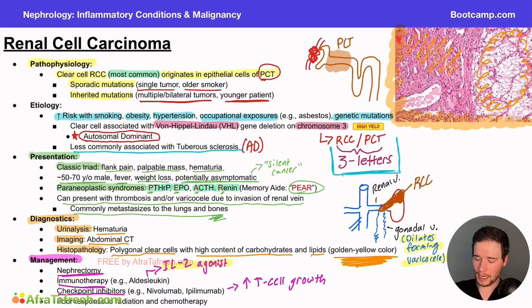And finally, a high yield point I want you to know here, that this particular cancer has a poor response to radiation and chemotherapy. So if given this presentation of a patient with this cancer, and that's one of the answer choices, that would not be the best option here. Patients do not respond well to it. You need to use one of these medications, such as an interleukin-2 agonist or a checkpoint inhibitor, or if the patient is able to undergo surgery and actually have the tumor removed in the kidney itself, that is going to be a reasonable treatment option as well.